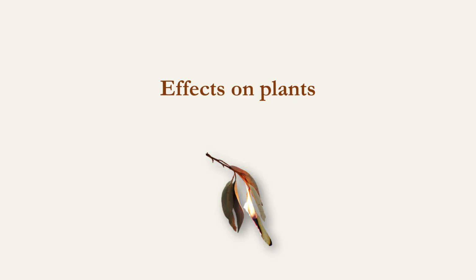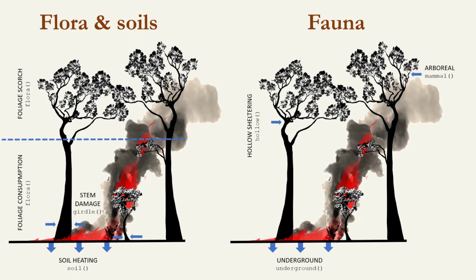The first order effects of fire on plants can be captured using the two functions, Flora and Girdle. Flora calculates both the amount of foliage that is consumed directly by fire and the amount that is scorched. And so Flora can be used to calculate fire severity to compare with satellite measured values. Girdle calculates heat penetration into the stem of a plant.